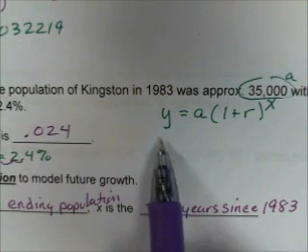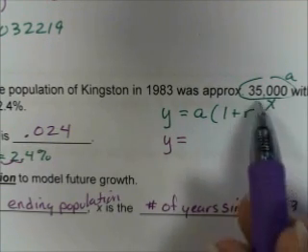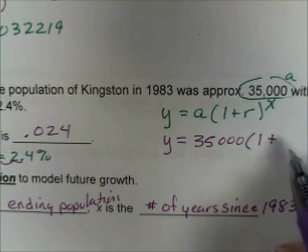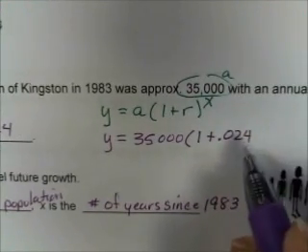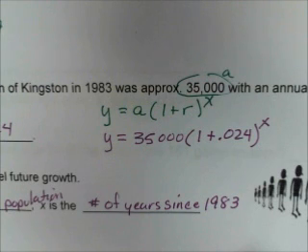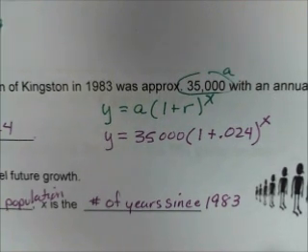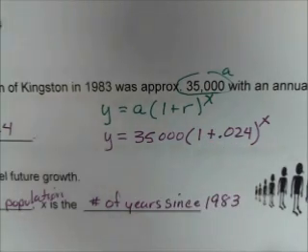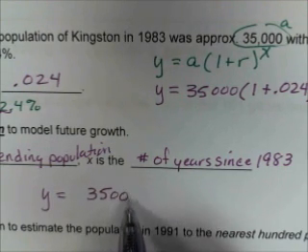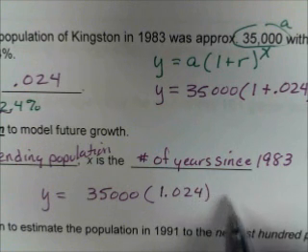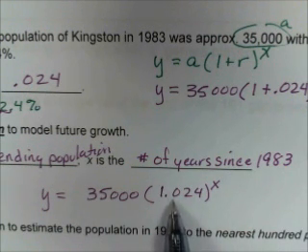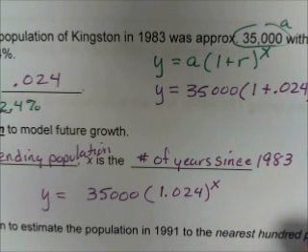Okay, so y is our ending population, so I'll continue here. So y equals 35,000 as our starting population. That's substituted in for a, times 1 plus 0.024 is our r value, and x is the number of years since 1983, raised to the x. All right, so that's our equation. I'm going to put the answer down here. So y equals 35,000, parentheses, 1.024 to the x. Notice our value here is greater than 1, so we know it is increasing because it would represent growth.